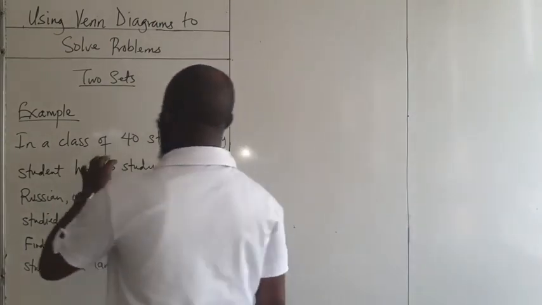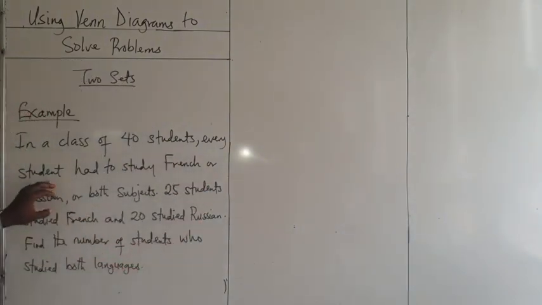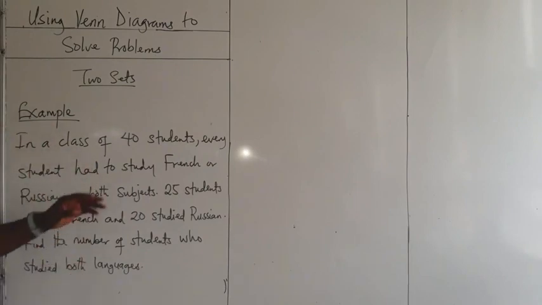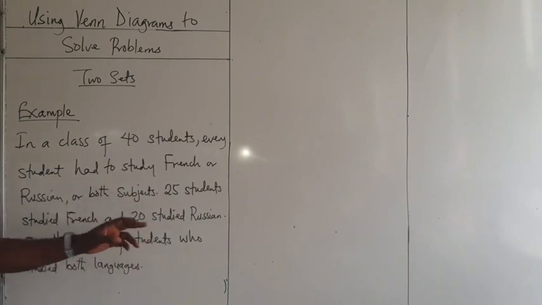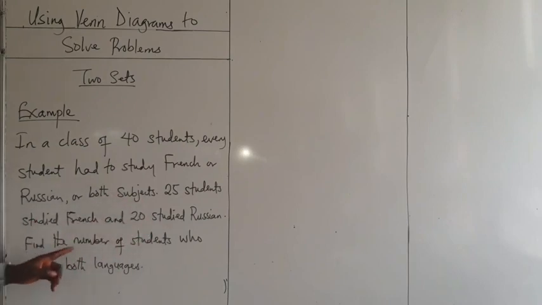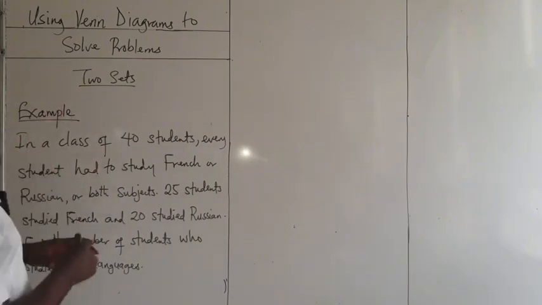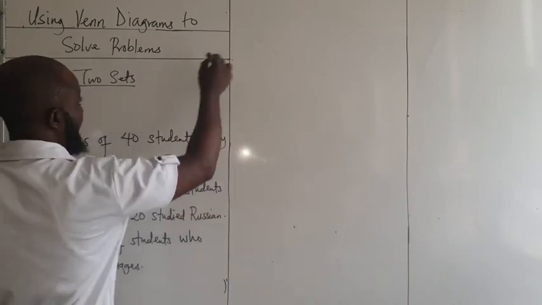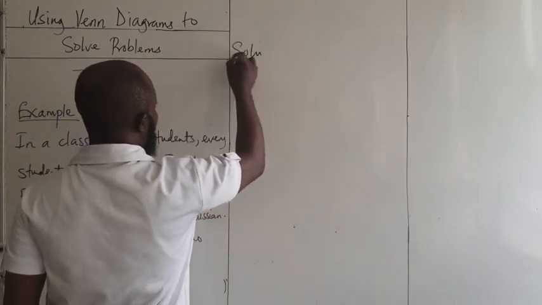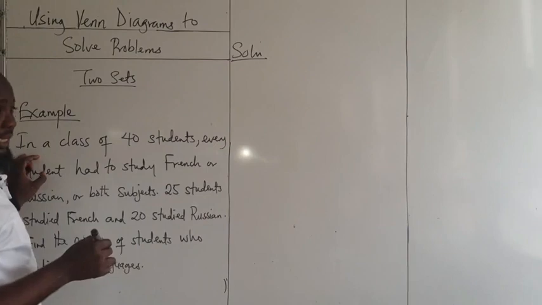Now in a class of 40 students, every student had to study French or Russian or both subjects. So 25 students studied French and 20 studied Russian. Find the number of students who studied both languages. So this is for two sets. So what we're going to do, we're going to interpret this first before we use Venn diagram. So we interpret using set notation.